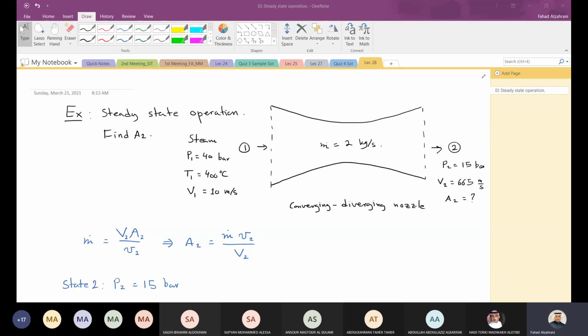Okay, so as I said, today we'll take a couple of examples that apply the steady state control volume equations that we have seen before. Okay. Any questions so far?